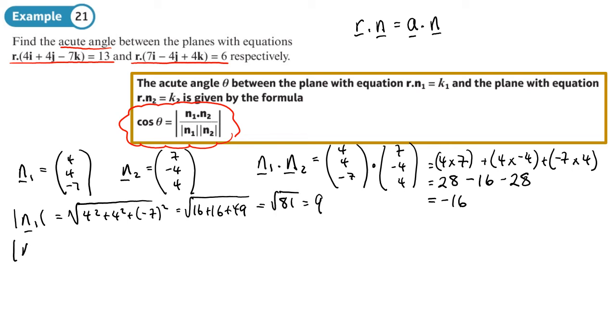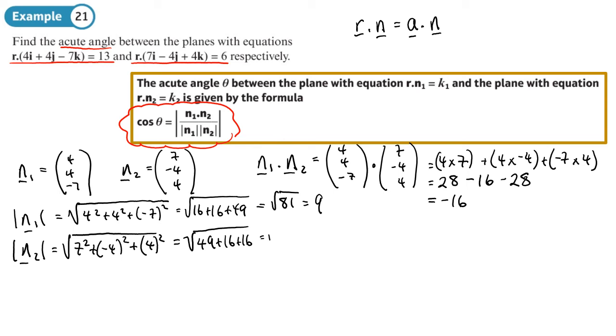And then the length of n2, Pythagoras on 7, negative 4, and negative 4. Actually, it's going to be the same as the last one, isn't it? Yeah, because you basically got 49, 16, and 16. So these two normals are the same length, even though they go in different directions. So you've got 49 plus 16 plus 16. So again, that's the square root of 81, which is 9.